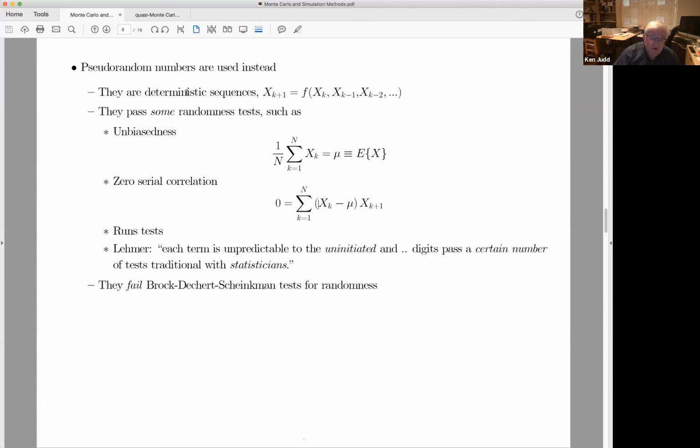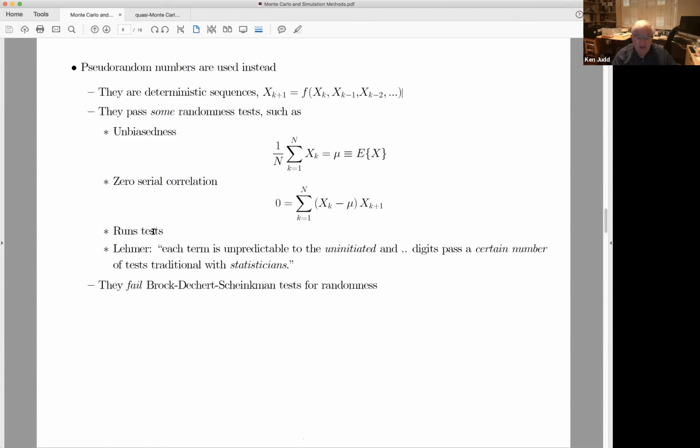So pseudo-random numbers are used. And what is a pseudo-random number? A pseudo-random sequence, I should say, is a sequence generated in such a fashion that the k+1 point is some function of the previous points. And they pass some randomness tests, not all. They are unbiased. Well, they better be unbiased if you're going to use them for integration. They have zero serial correlation. Well, that's a good idea too, particularly if you're going to use them to estimate things like variances. They satisfy some runs tests.